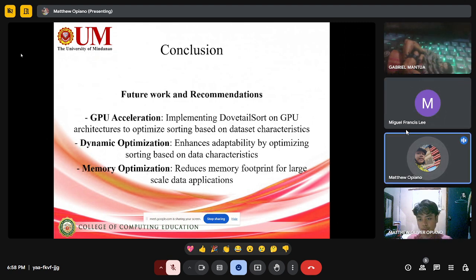So for the future work and recommendation, for future improvements, we recommend implementing dovetail sort on GPU architectures to increase speed further, and also adding dynamic optimization for different data characteristics and exploring memory optimization for better scalability in large-scale systems.